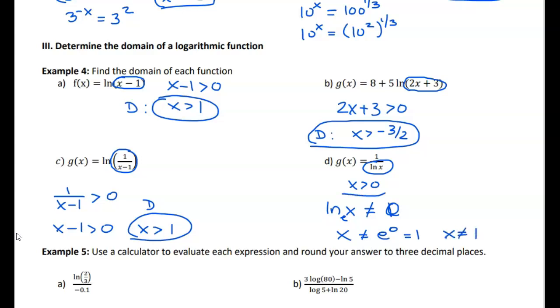So the domain is the combined domain of these two. So x has to be bigger than 0, but excluding 1. So it's all the numbers from 0 to 1, and then from 1 to infinity. Okay?